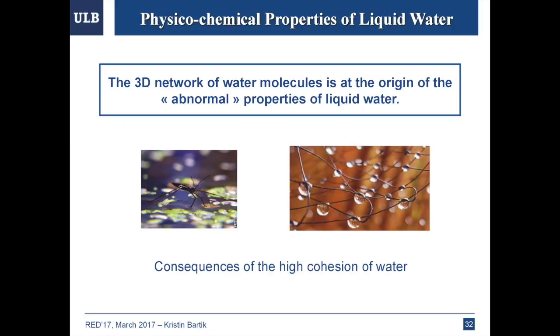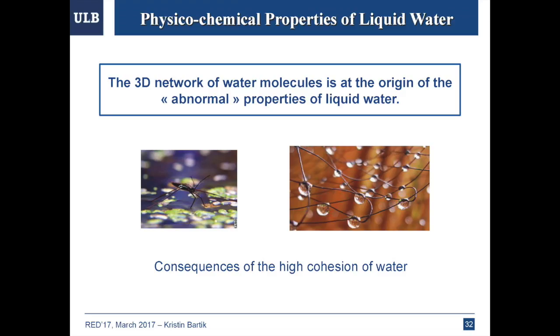So all this 3D network of water molecules is at the origin of these abnormal properties. So they especially can be considered as abnormal considering the small size of the water molecule. It's H2O, 3 atoms, 18 molecular weight. If you're comparing to other more complex molecules, where you could consider other properties coming from the fact that they have a larger volume, a larger surface area. But water in that case is extremely abnormal.